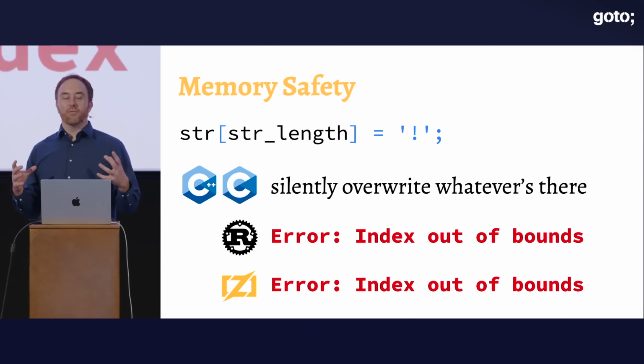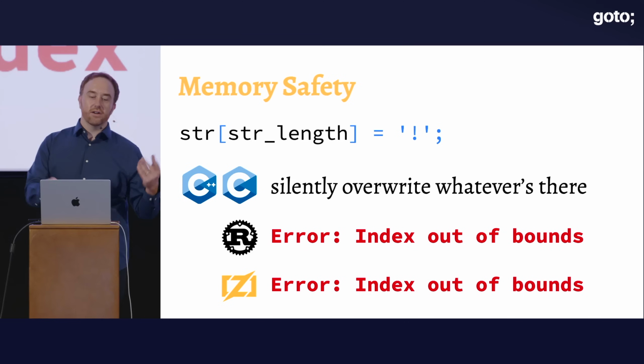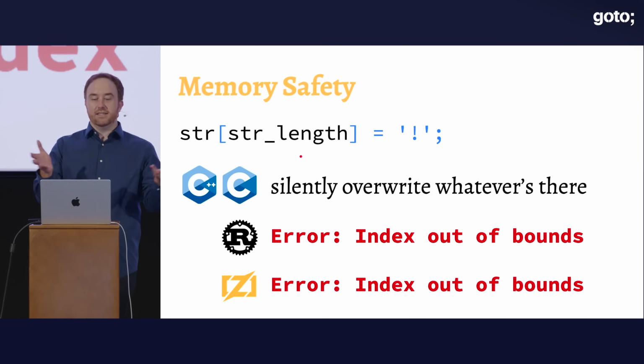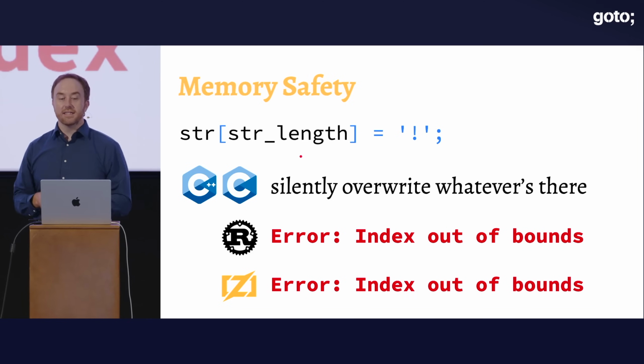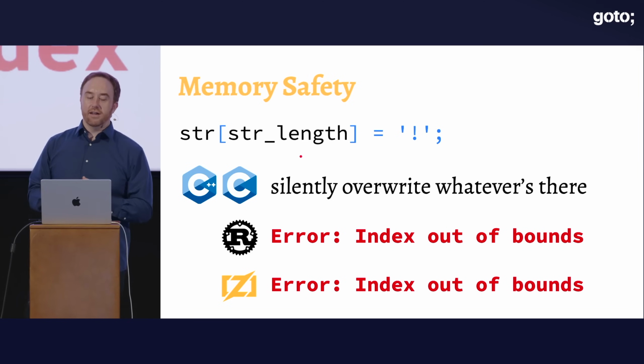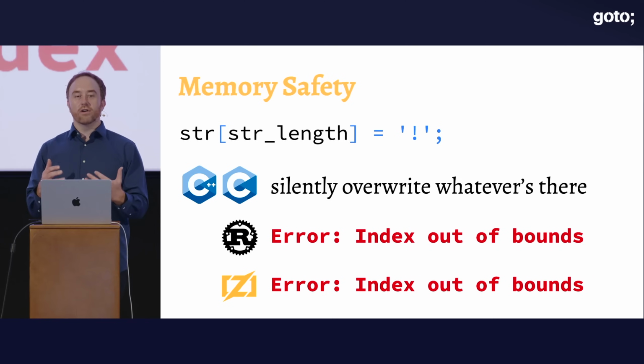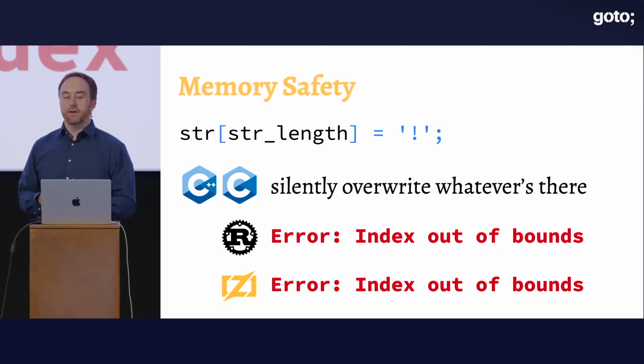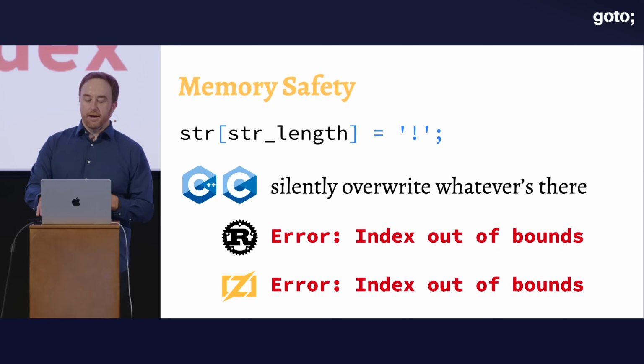Zig also has square brackets, and Zig has a data structure they call a slice, and depending on your compiler settings, it will give you an error: index out of bounds, just like Rust would. So this is an example of how both Rust and Zig are addressing a really common memory safety problem known as a buffer overrun.